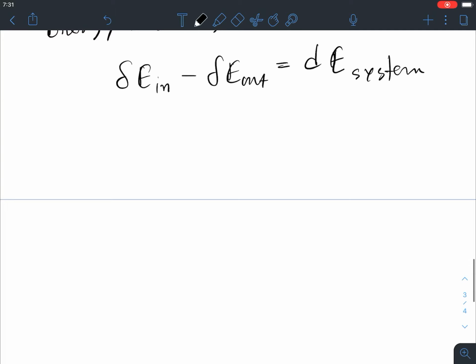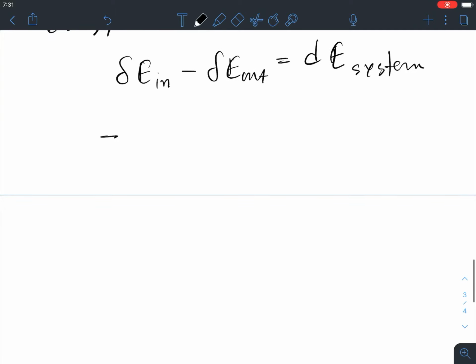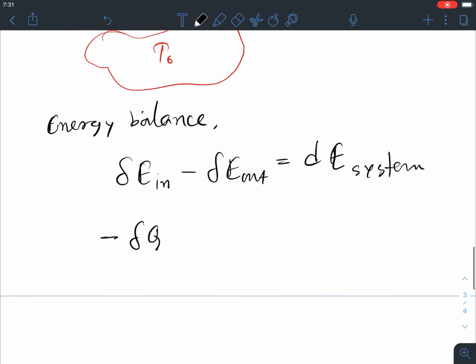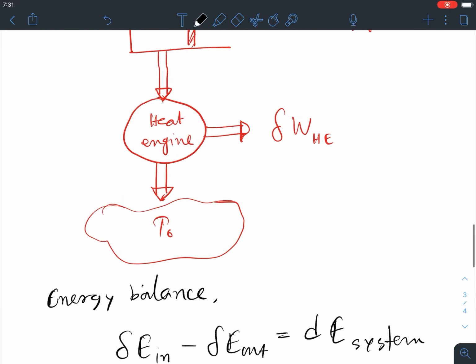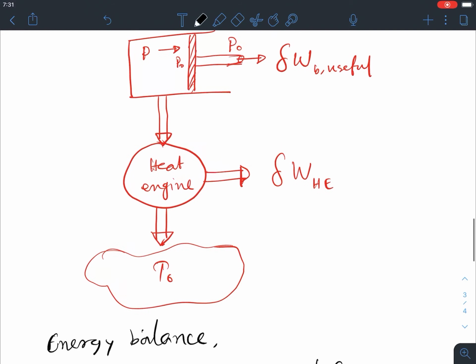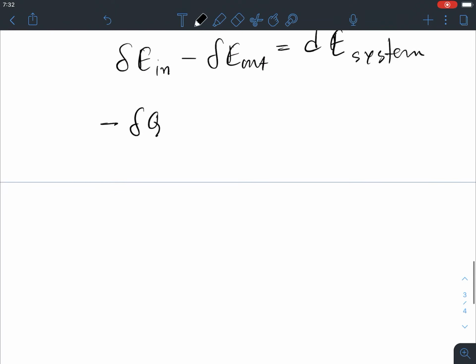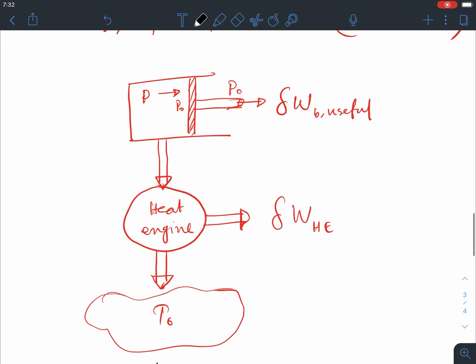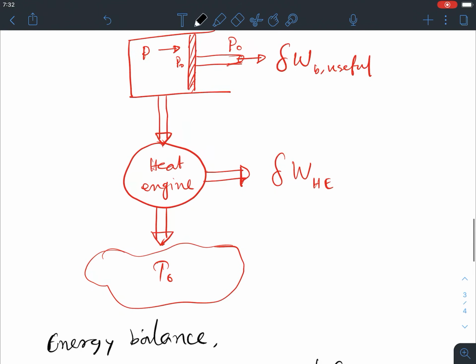So if we take a look at this entire system, what is happening? The change in heat, delta Q, why negative Q? I mentioned in previous classes that when work is produced by a system, it's positive, and when a system is releasing heat, it's negative. So that's why it's negative, right? And then E out, which is delta W, right?